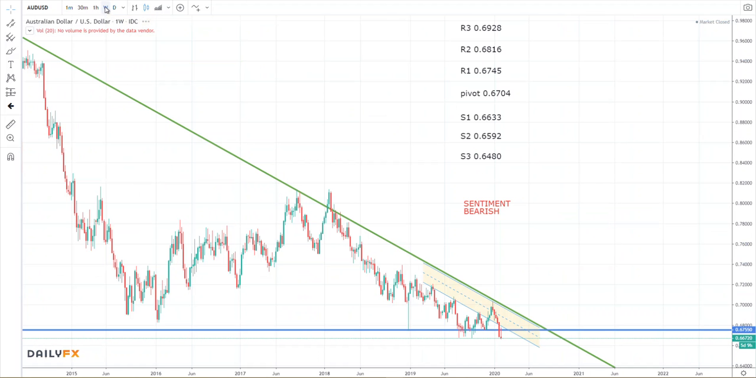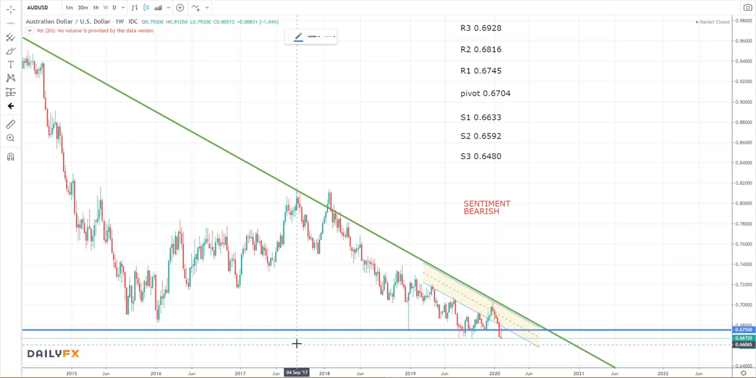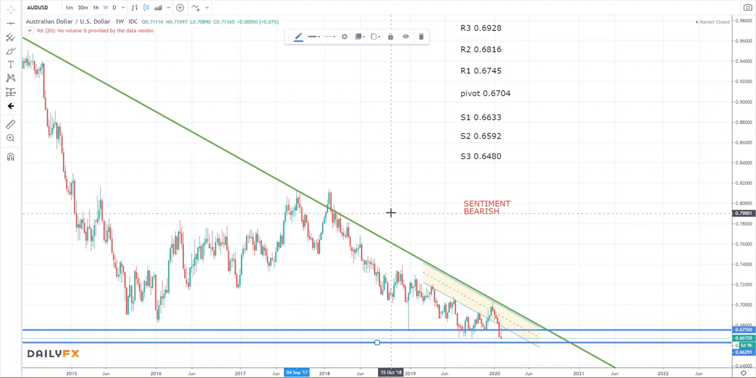So let's see those weekly pivot points again. So we've got first support at 66.33. Let's go ahead and draw that line in, 66.33. And then we've got S2 at 65.92. Pulling there.